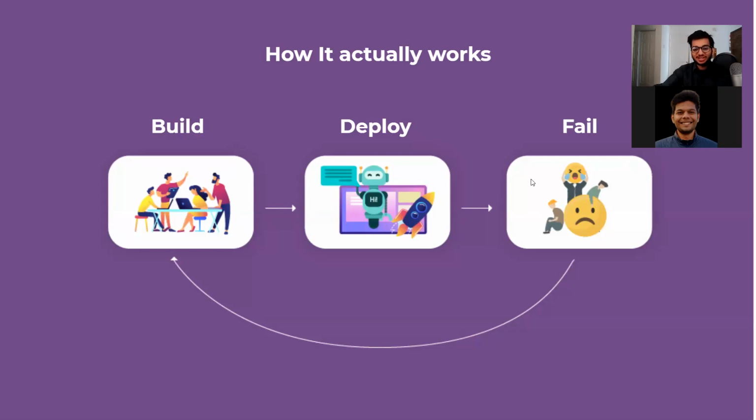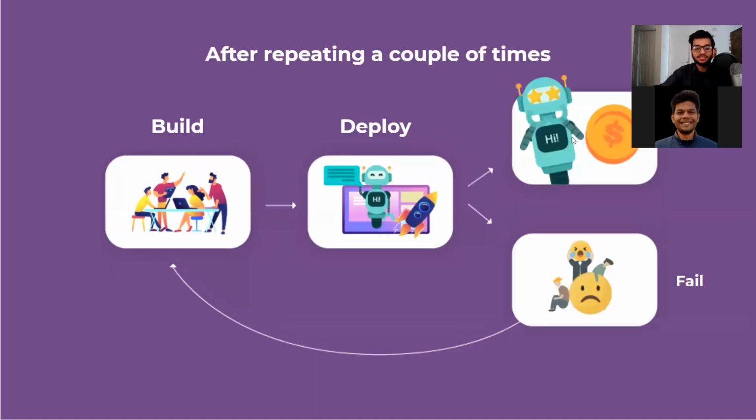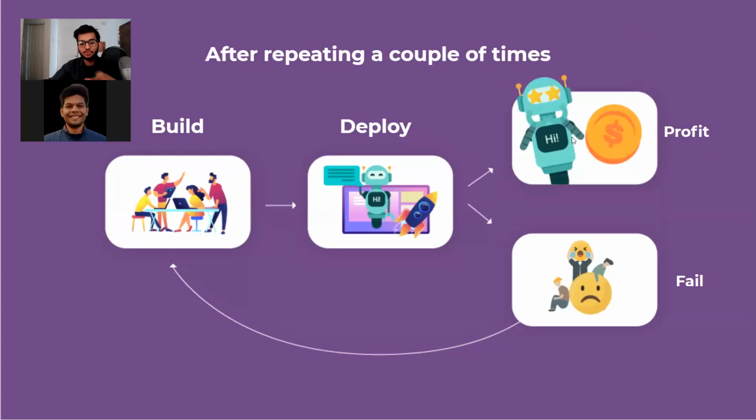Now, you might be wondering, in this diagram, where's the profit? Why would I use chatbots if all I do is build, deploy, it fails, and then build again? What value am I actually getting out of this? Well, if you run through this cycle a couple of times of building, deploying, failing, and then rebuilding and deploying, eventually it usually doesn't fail. In our experience, the first time might be a little tough, but after a couple of rounds, that's when you start to see the profit. That's when you start to see the value come out of your chatbot.